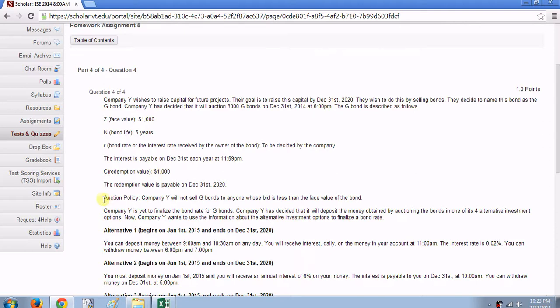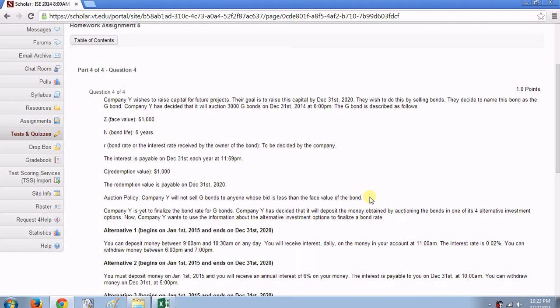Now auction policy, this is important. I haven't mentioned this before, but I mentioned it specifically for this question because I knew you might think, during an auction, what if they bid less, how does that work, and so on and so forth. So I didn't want you to think that way, so here's that piece of information that should help you out. Auction policy: the company will not sell G bonds to anyone whose bid is less than the face value of the bond.